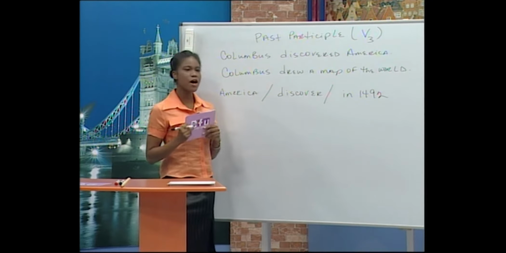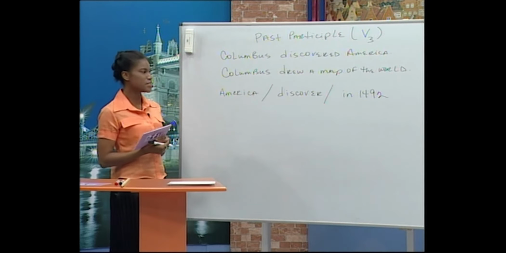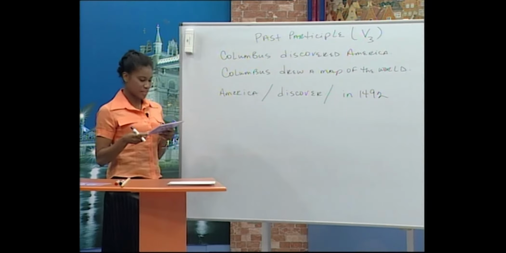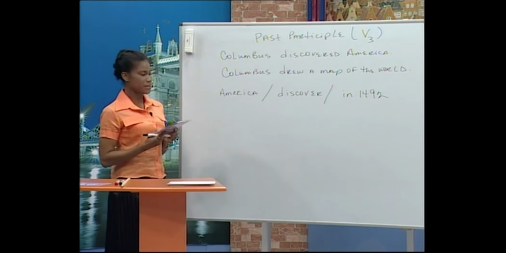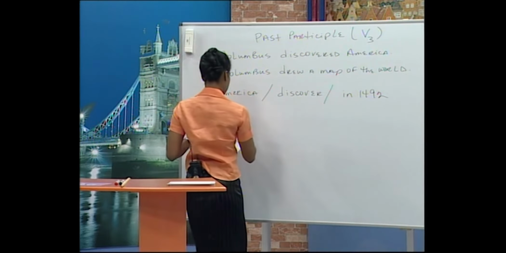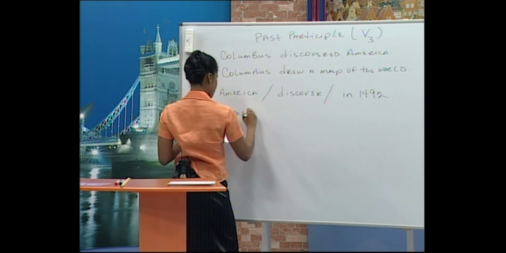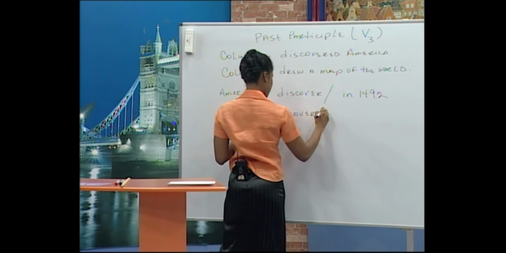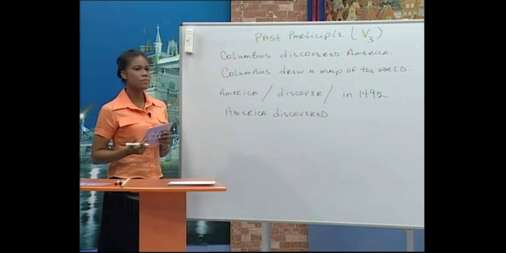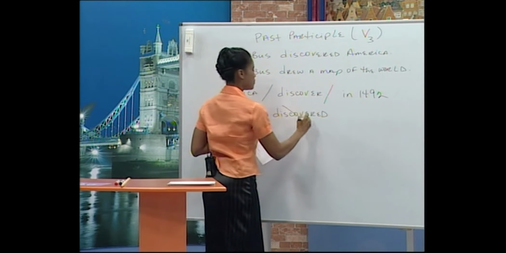Alberto, can I say America discovered in 1492? No, you can't. That's right. Now let me ask you, did America do the action of discovering? No, Columbus did the action. Columbus discovered America. So can we say America discovered? Of course not. America didn't discover anything. Exactly. So we can't use that.